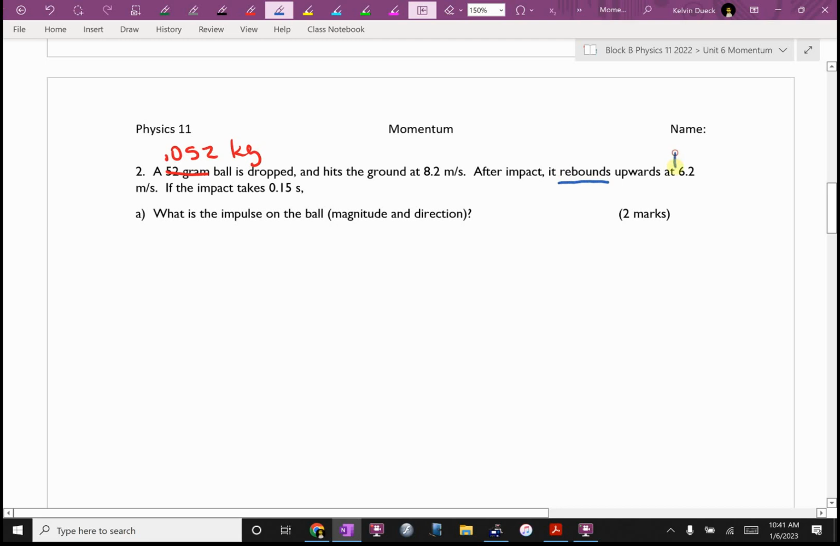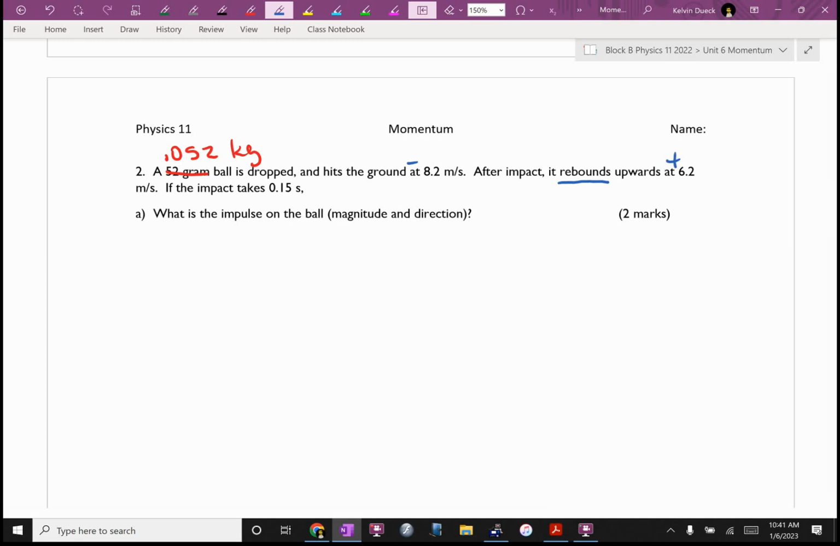I'm going to let one way be positive and one way be negative. There will be a question where something rebounds, but it might not be up and down. It could also be like the thought puzzle we did, where it's moving sideways and it bounces off. Regardless, if it bounces off, if it changes direction, you need to let one way be positive and one way be negative. Make sure you're paying very close attention for those.